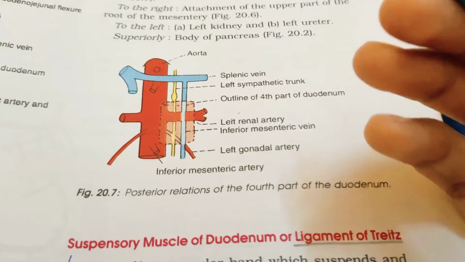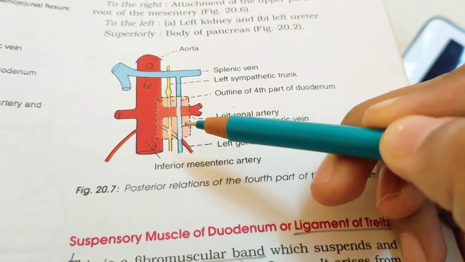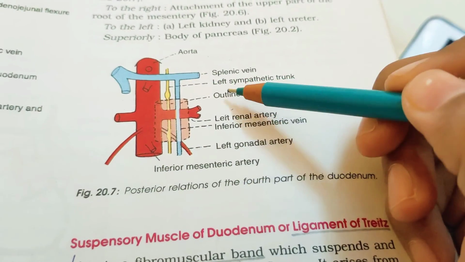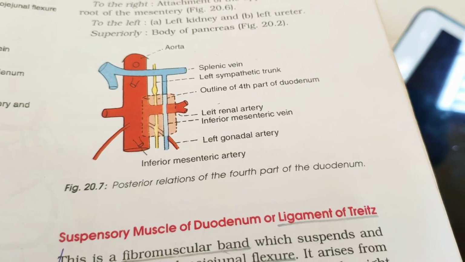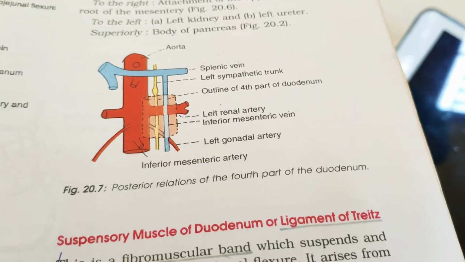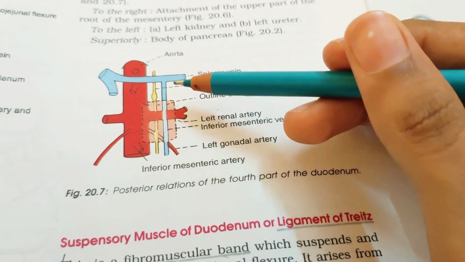So here you can see this is the fourth part of the duodenum. If you see anteriorly there is the transverse colon. Of course it is not shown in this diagram, but anteriorly you will have the transverse colon, the transverse mesocolon, and the lesser sac and stomach. So these are all the anterior relations of the fourth part.